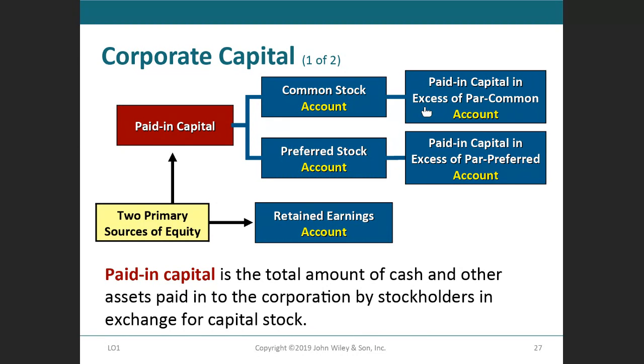So you will get cash debit $10, common stock credit $1, that's par value, and paid-in capital credit $9, that is in excess of par value. The same is true for preferred stock. Preferred stock is a different type of stock. I'm going to explain to you what it means, but the recording of it is the same: preferred stock, paid-in capital in excess.